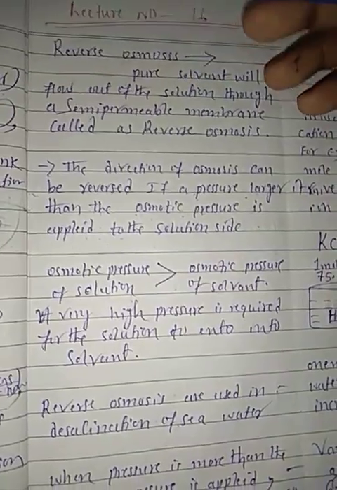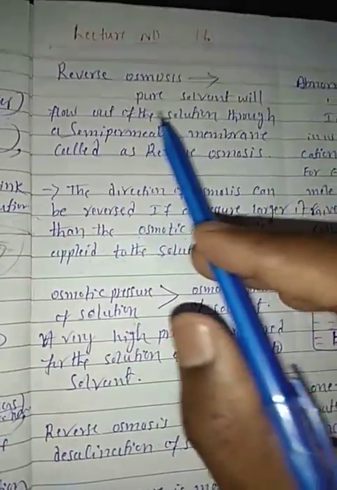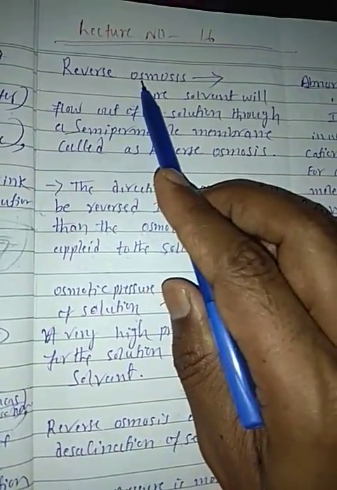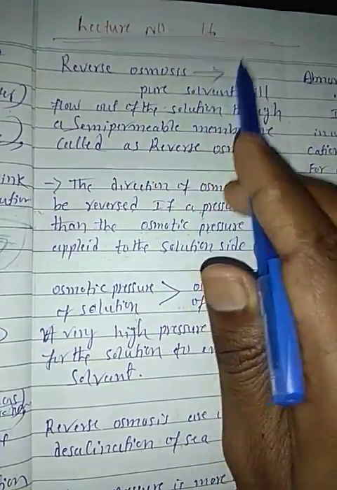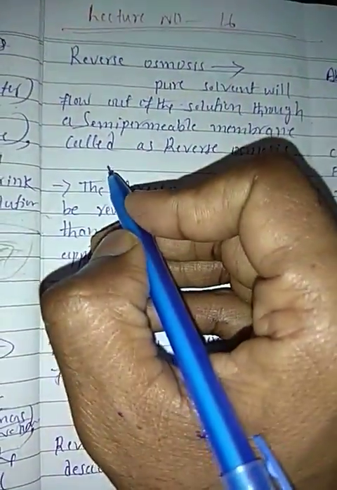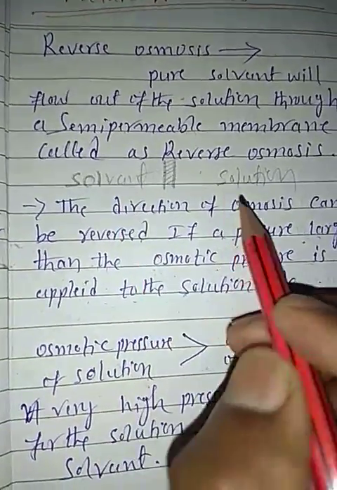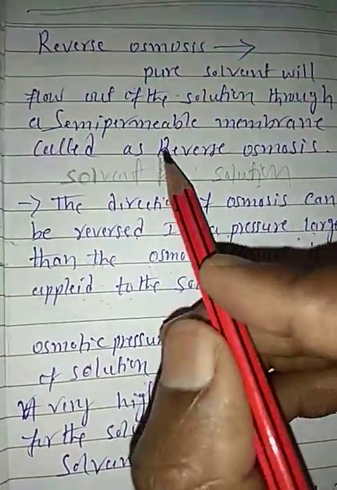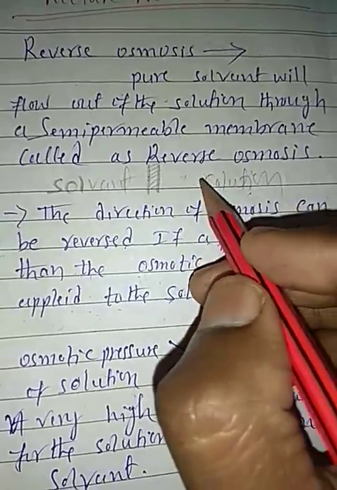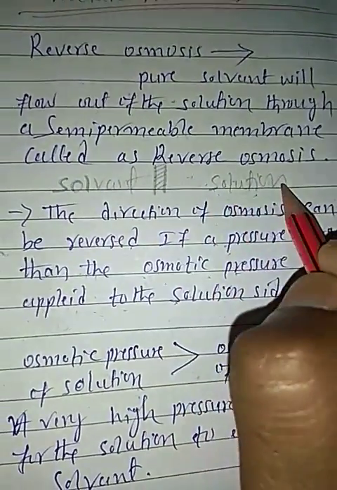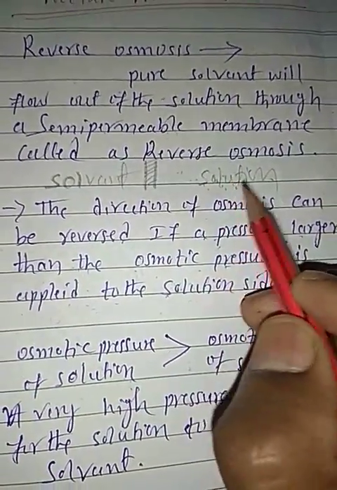This reverse osmosis is opposite to osmosis. In osmosis, solvent flows into the solution. But here, students, look: one end is solvent, another end is solution. The solvent end has only solvent particles, and the solution side has two kinds of particles present, solvent and solute.